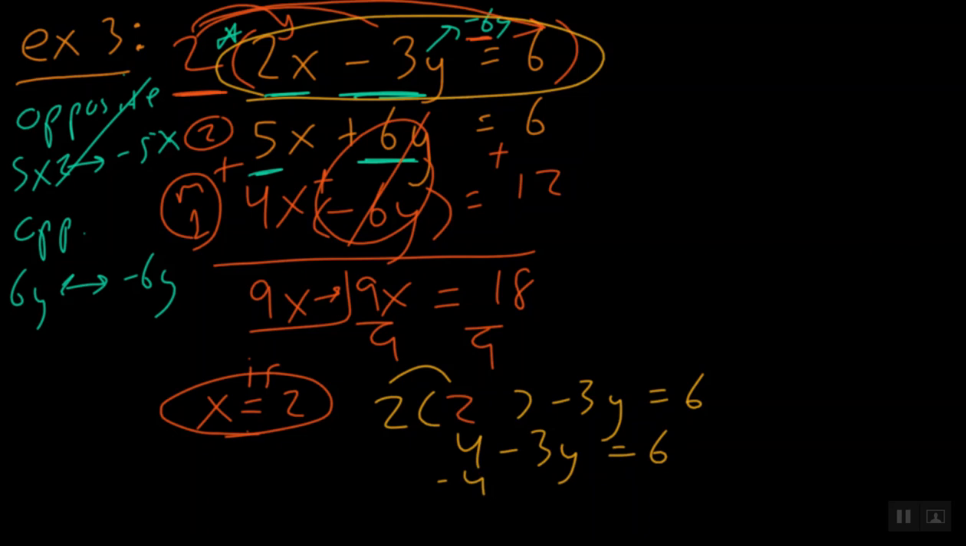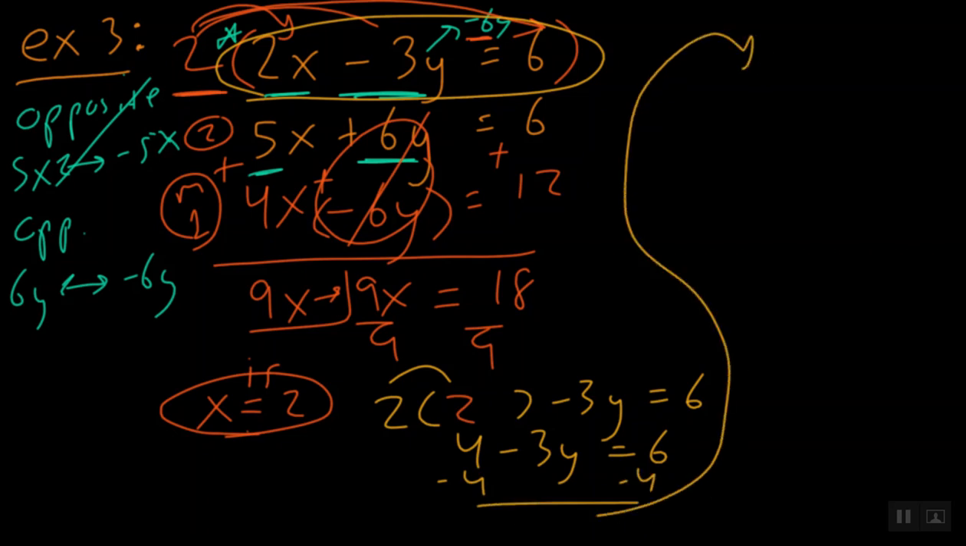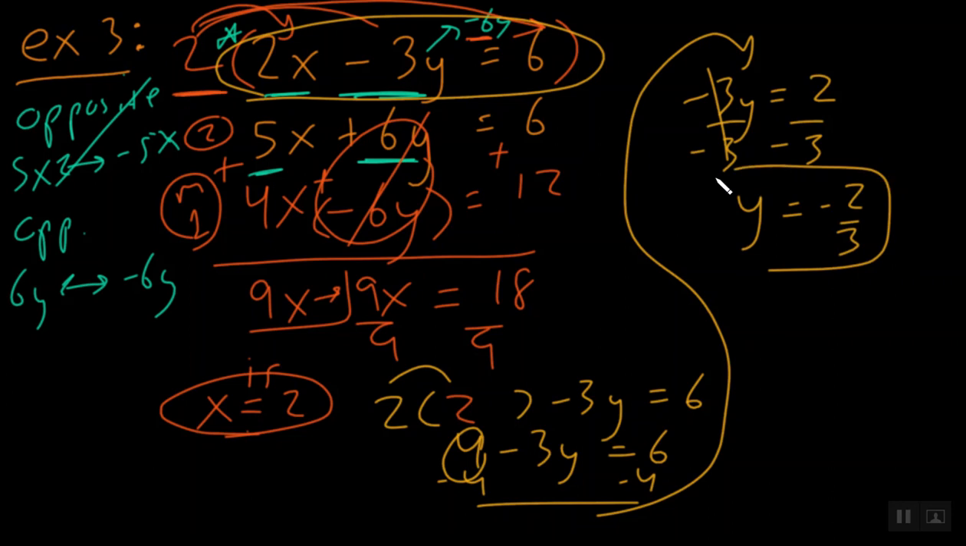So we can do minus 4, minus 4. All right, bring it up here. That zeroes out. I have negative 3y is equal to 6 minus 4, which is 2. I divide both sides by negative 3, and I get y equals negative 2 over 3. Well, I want to go ahead and write my solution. We can write it as such, 2 comma negative 2 over 3.